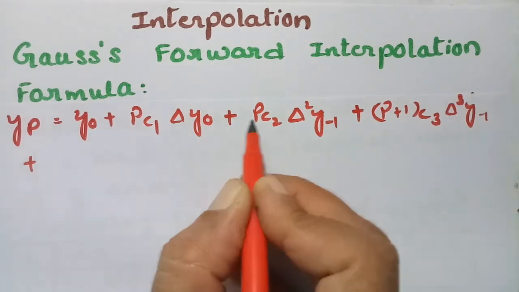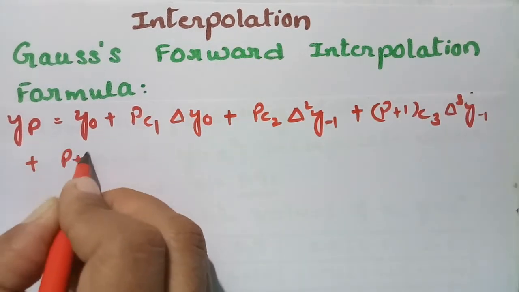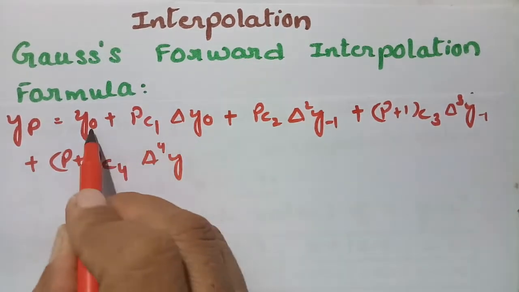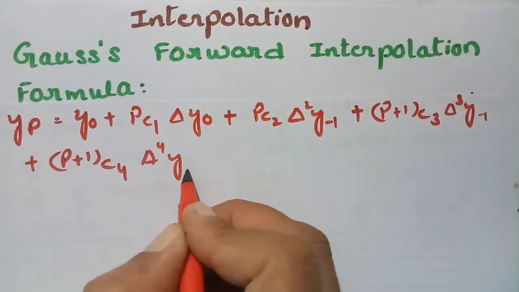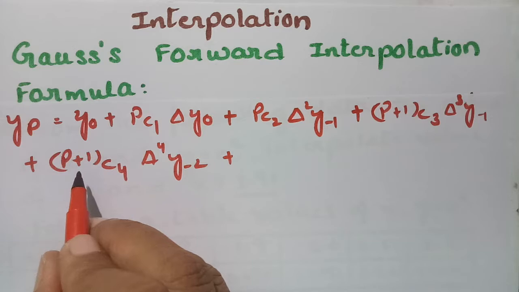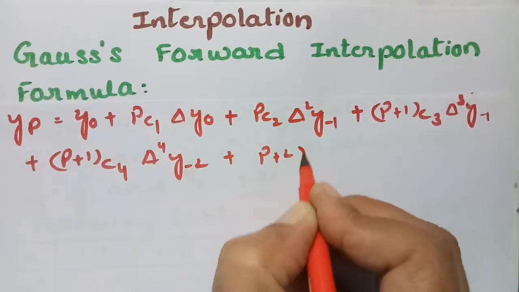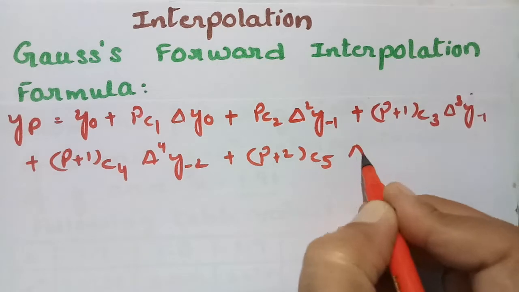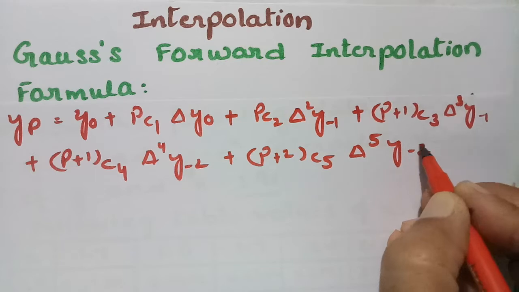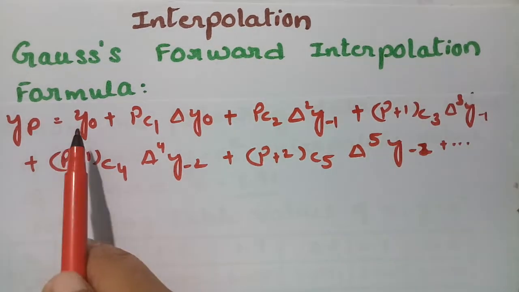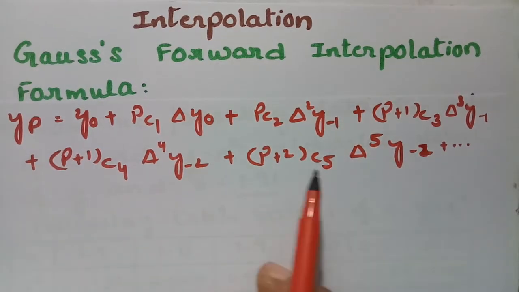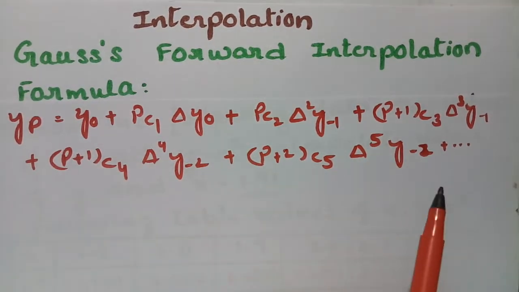The next one, after using two p's, is p plus 1, so this is again p plus 1 C4, times the fourth difference of y minus 2. Then I've chosen two p plus 1, so this will be p plus 2 C5, times delta power 5 of y minus 3, and so on. If you observe, there will be two y0s, two y minus 1s, two y minus 2s, and there will be two p's, two p plus 1s, two p plus 2s, and so on.